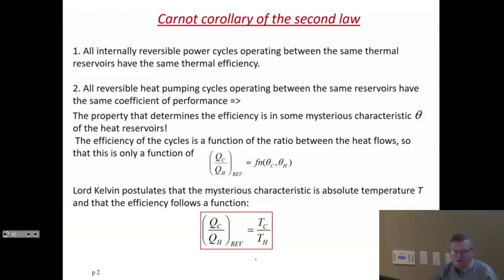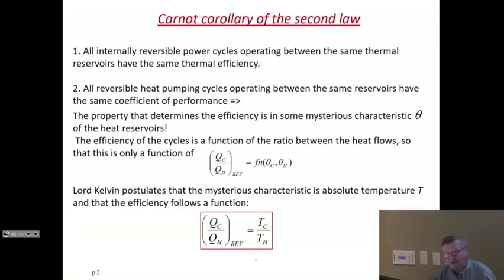Well, that is the postulate. It's Lord Kelvin who postulated that this mysterious quantity theta was actually the absolute temperature, the temperature on an absolute scale. So he postulates that then QC over QH is in fact the ratio of theta C over theta H. So the postulate comes in two parts. One, that the mysterious theta is actually the temperature in Kelvin, in absolute Kelvin, and that the mysterious function is simply a division.